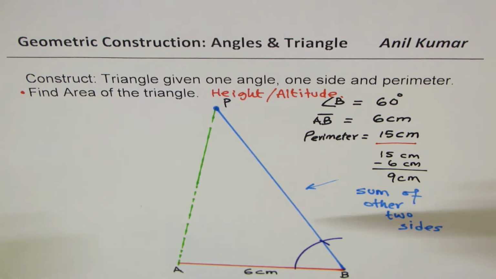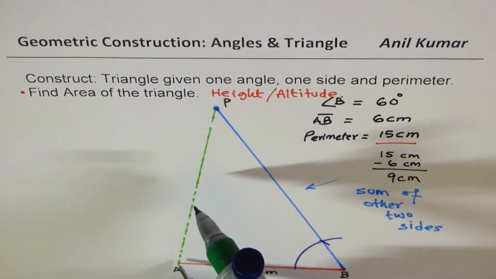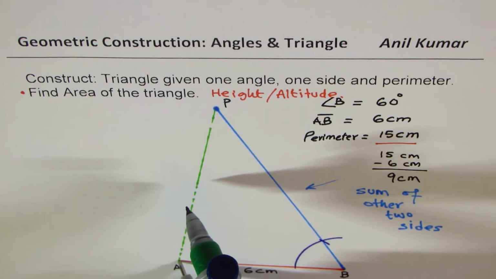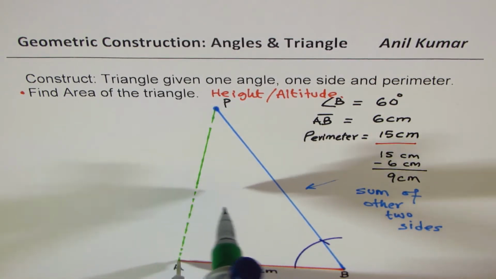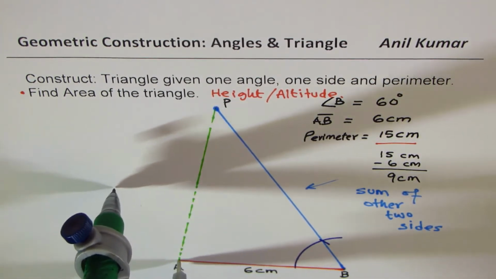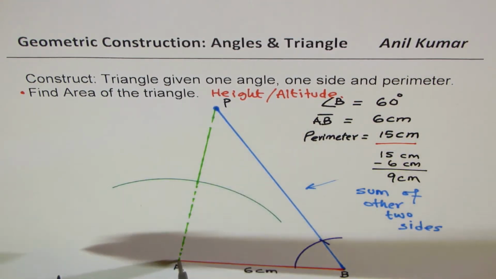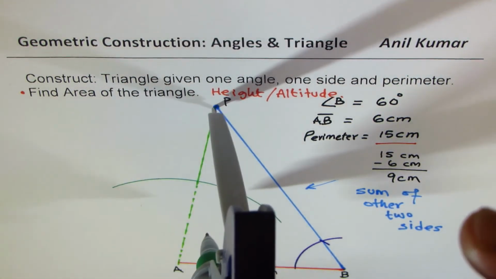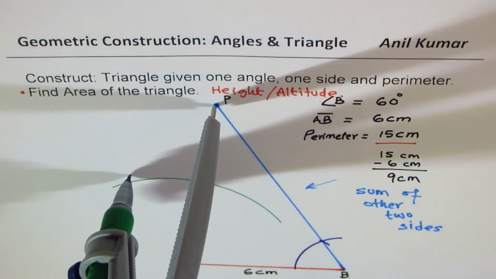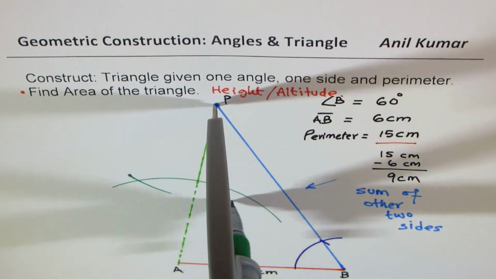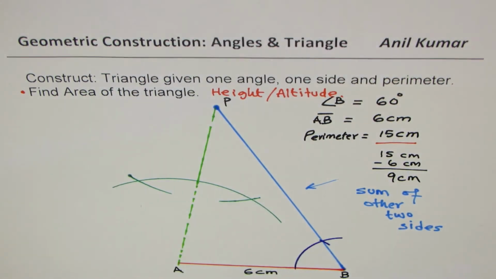So to find the right bisector, we have to open the compass more than half and make an arc from both A and P, right? So from both A and P, let's say that's the arc. From A, same length, cut it. So you get a right bisector, as you can see.